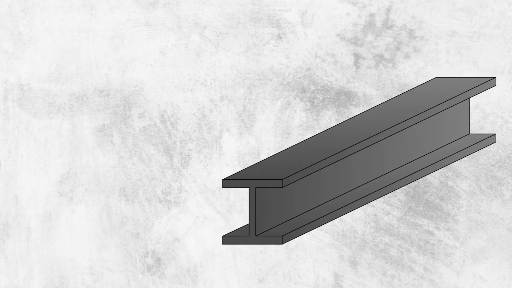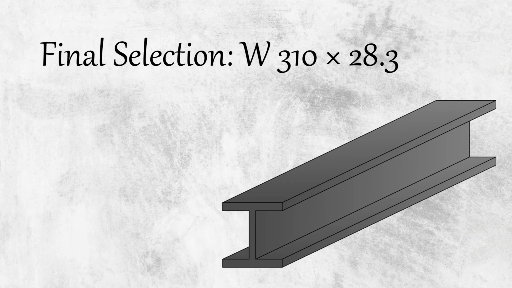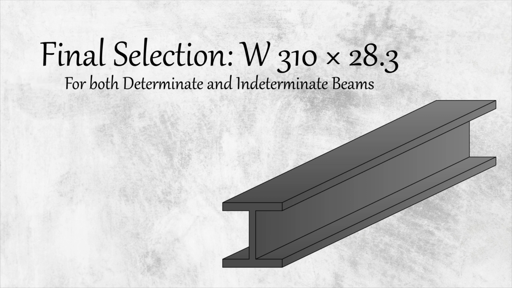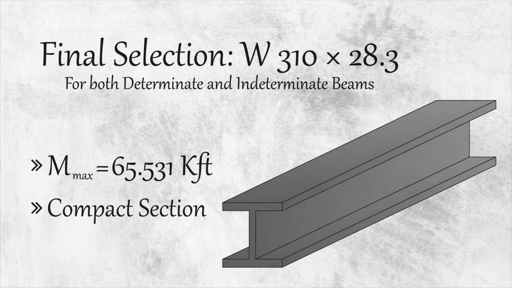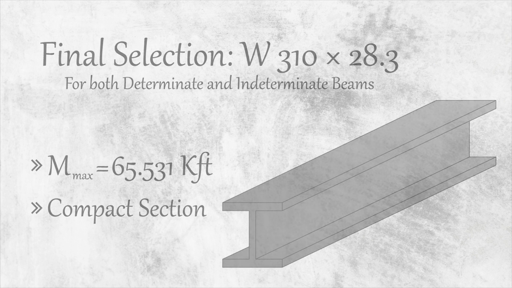Now the final selected section is W310 by 28.3 for both determinate and indeterminate beams. So why is the section the same? Because we get the same moment from the bending moment diagrams for both beams, and the second reason is the compact section. If the clear spacing between the wooden beams is mentioned, then we use the unbraced length concept, and then our sections do not remain the same for both beams. But due to our assumption of continuous bracing, the given selected section is for both beams, and we conclude our discussion by saying that both beams are economical in this case.